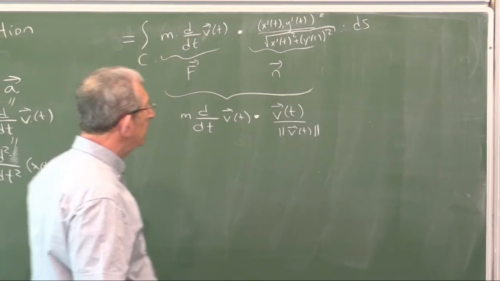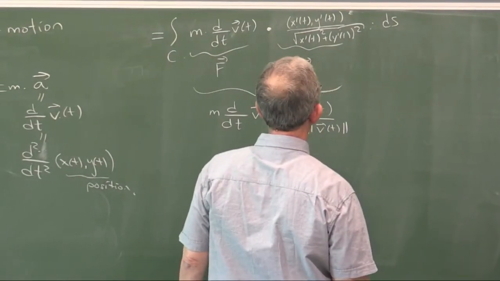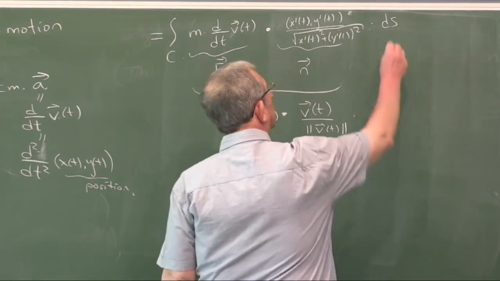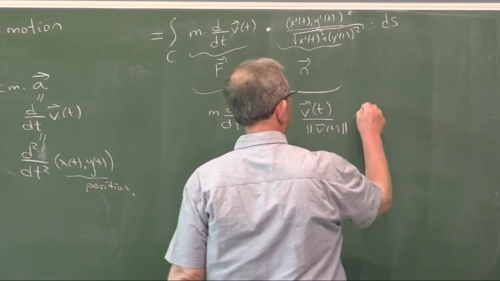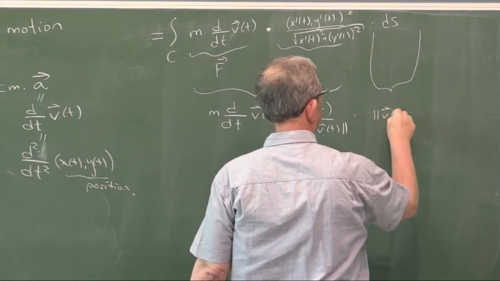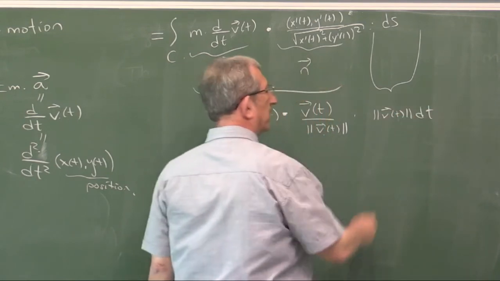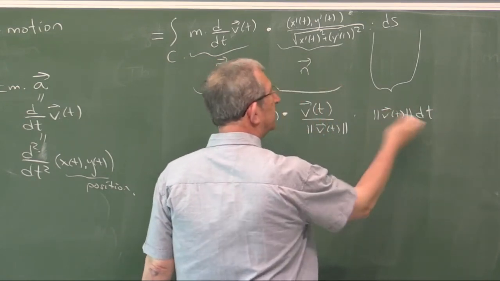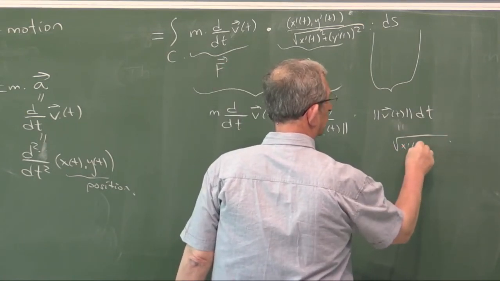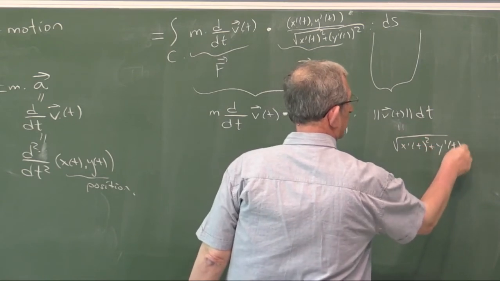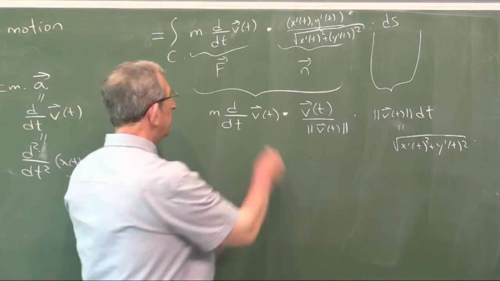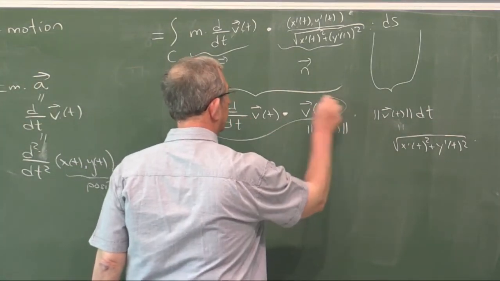Maybe I should go one step further. ds is nothing but length of v of t dt. If you open it up, you will see that you have exactly that, because this is the square root of x prime of t squared plus y prime of t squared. But we will be concentrating ourselves on this.